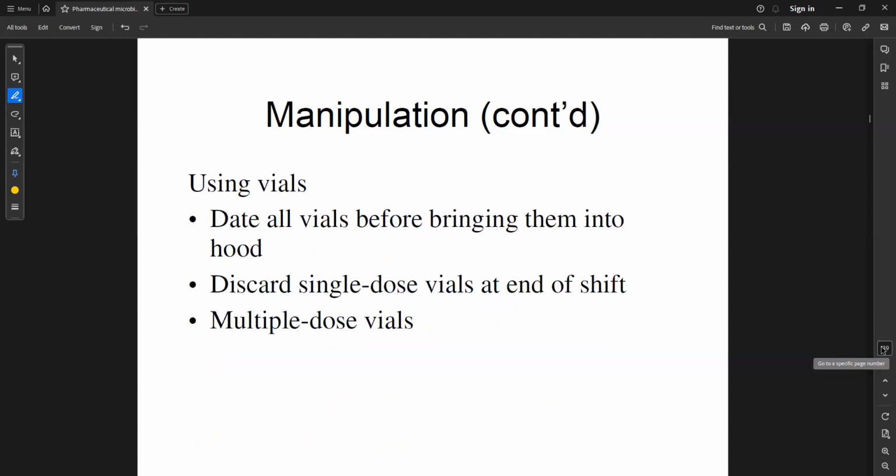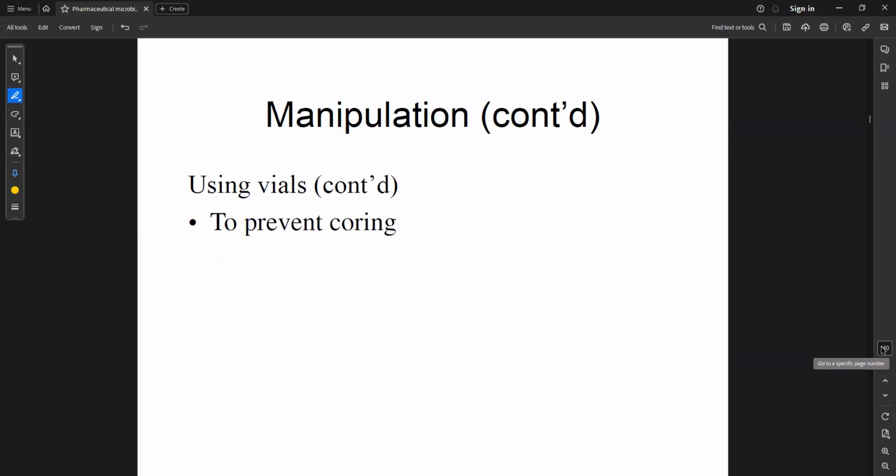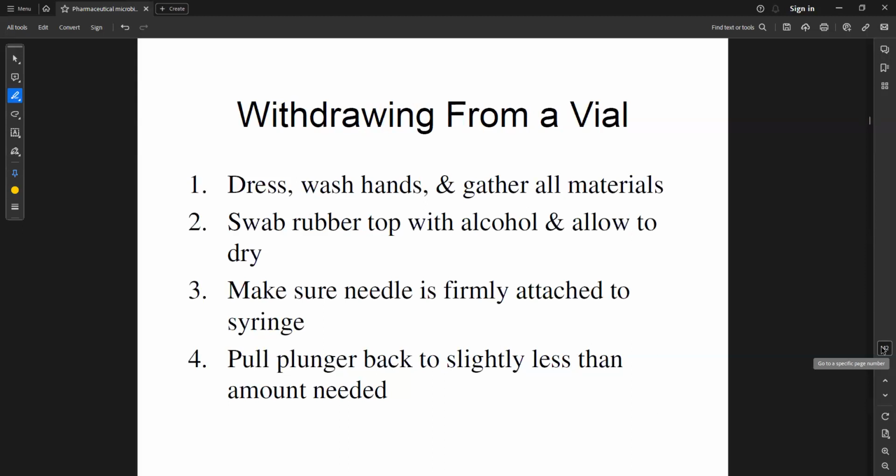So using vials, swab all the vials before bringing them into the hood. Discard single dose vials at end of shift. Okay. Using vials, to prevent pressure issues. Pressure issues arise when you're trying to draw from the vial using the syringe. When you don't draw correctly and you plunge the syringe back in, the pressure builds inside the vial, and this may cause the vial to explode. So you need to be very careful about that, because it may explode in your face.